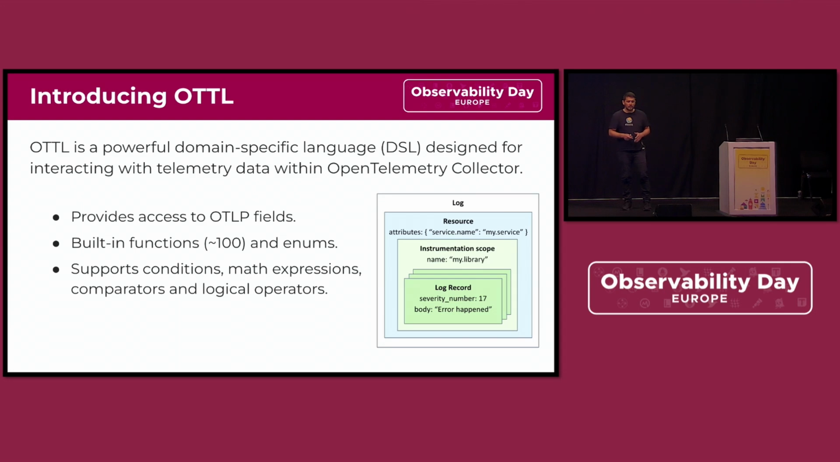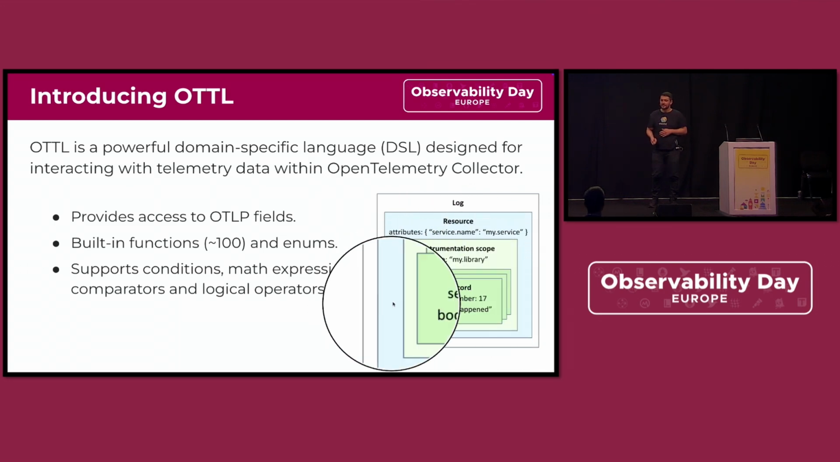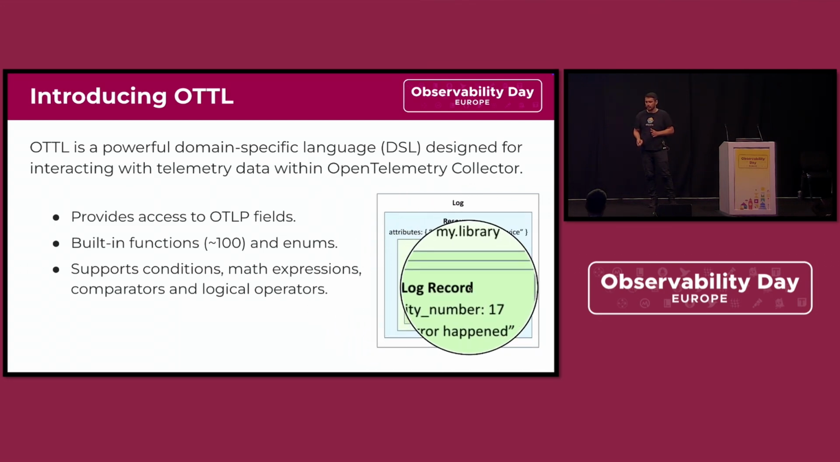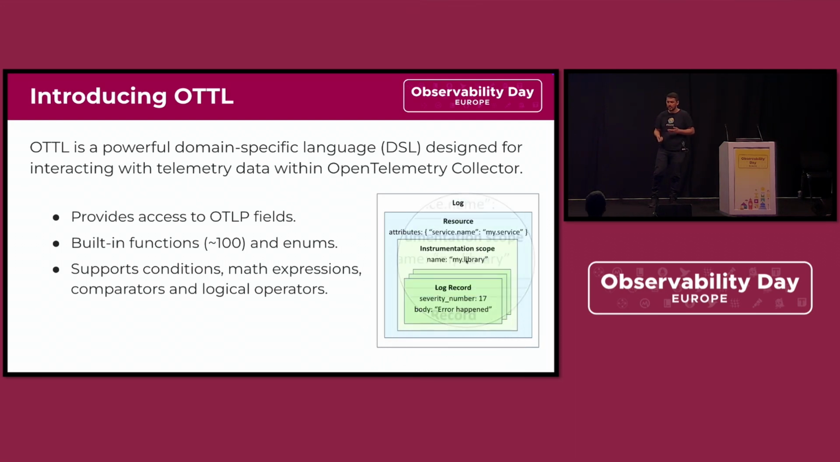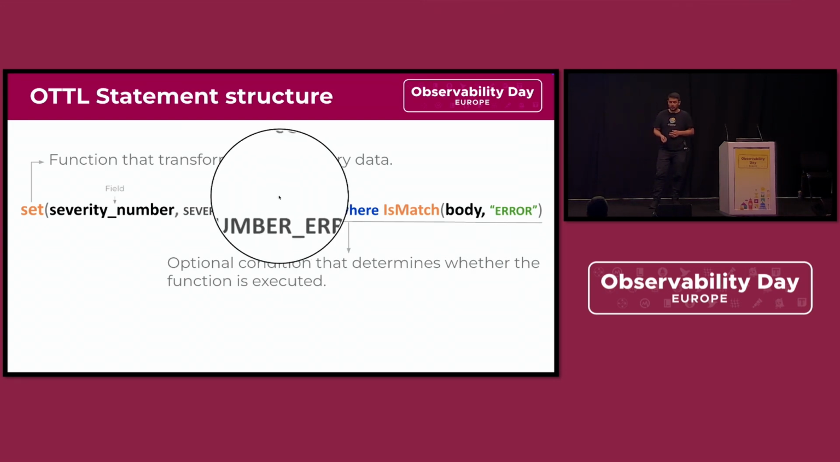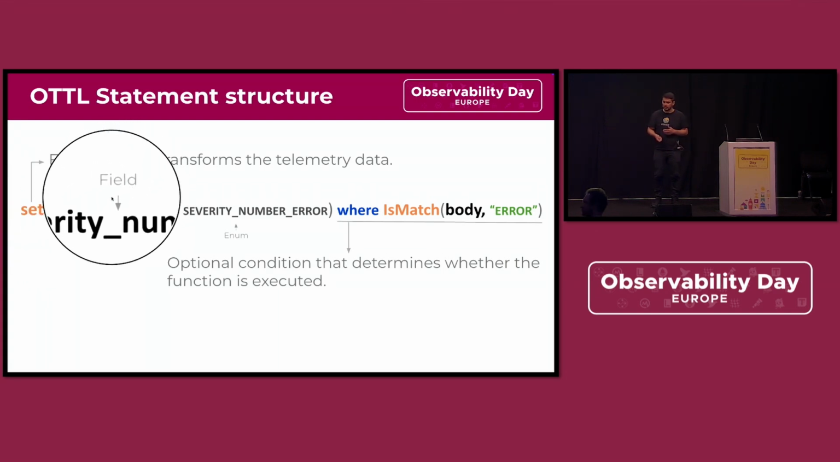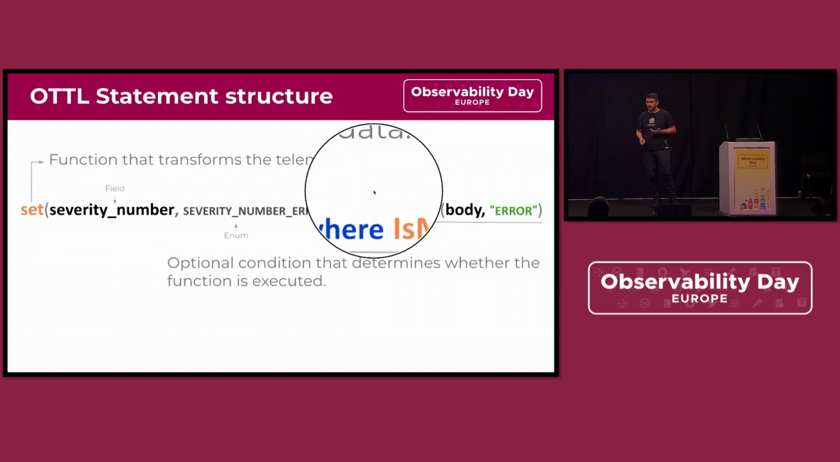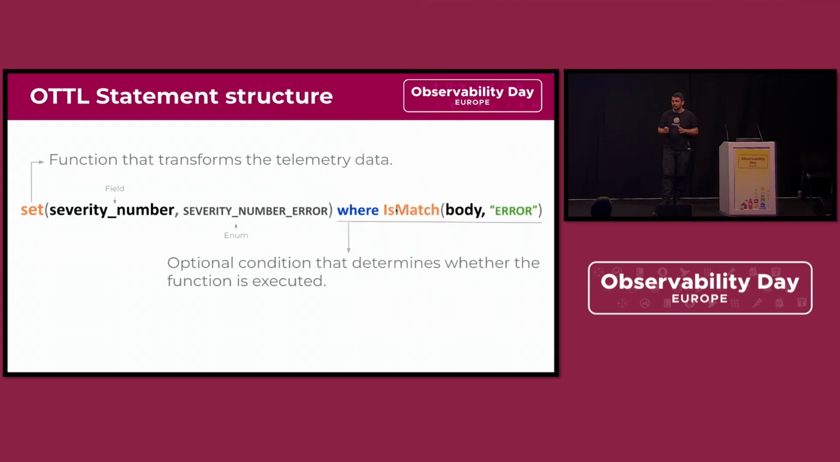So let's imagine we want to change a log's data and we want to set the severity number of my log to error, if I have a body string and that string has the word error in it. How can I do that with OTTL? So this is more or less how a statement for doing that would look. We do have two parts here. One is a function that changes my telemetry data, in this case the severity number, and an optional condition that determines if that function should be executed. So this is more or less how we would do that.